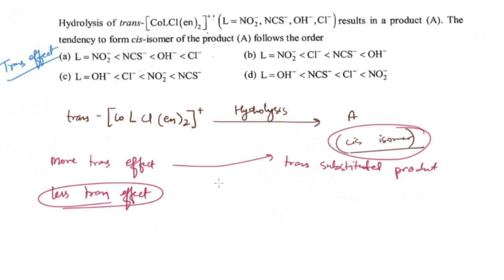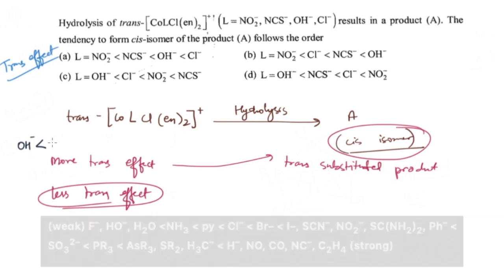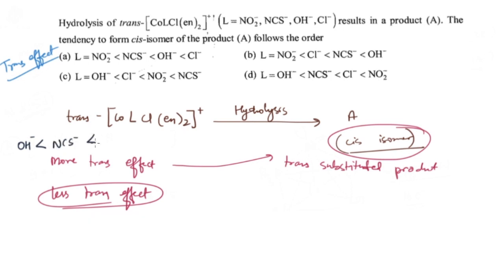Now, if you look at the table for your trans effect, I will attach that somewhere on the slide at the bottom. I'll attach the complete trans effect table, so just take a screenshot of that. If you look at the trans effect series, you will find that OH minus is lowest in that series. Then comes your NCS minus, then your Cl minus, and the highest one is your NO2 minus.